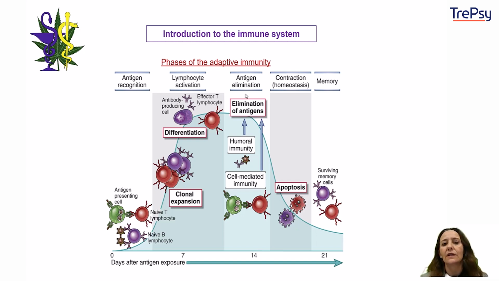The memory phase. And in this phase, as we can see by the x-axis, days after antigen exposure, the memory cells can be achieved after 20-24 days after the initial entrance of the pathogen. So this is the representation of the phases of the adaptive immunity.